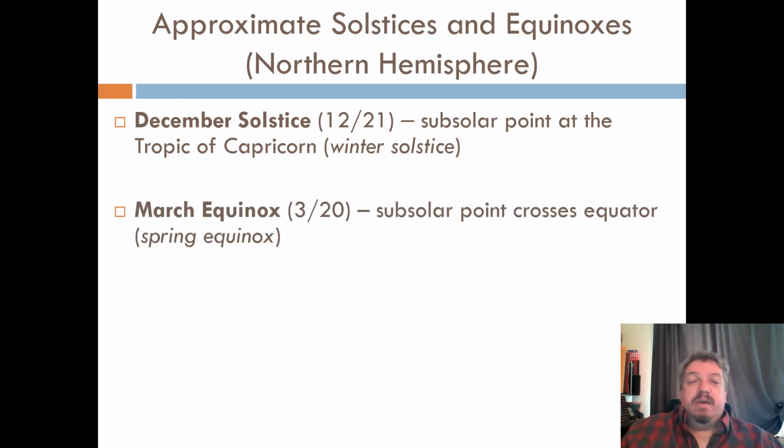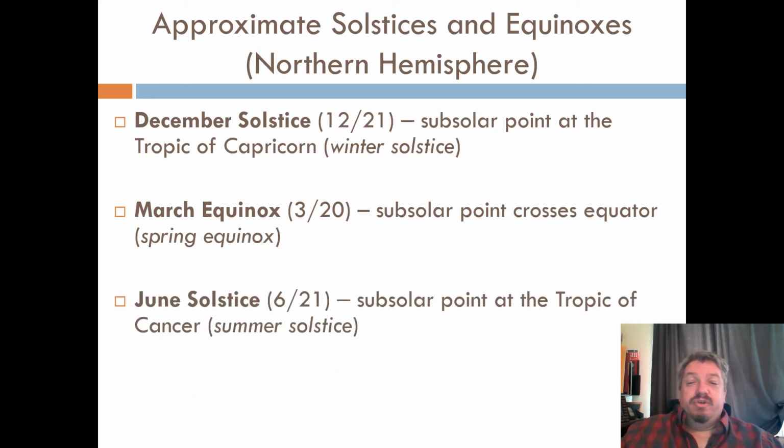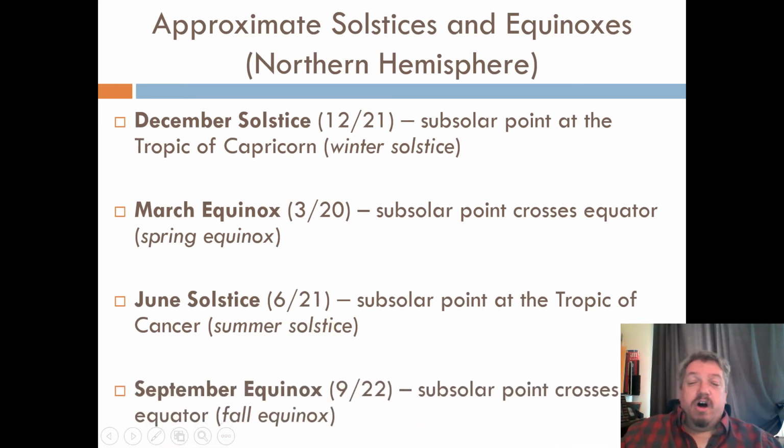We have the March equinox. This is when the subsolar point is now on the equator, so every part of the Earth has an equal amount of day and night. The June solstice, or the summer solstice, is the longest day in the northern hemisphere and the shortest night. And then the fall equinox.